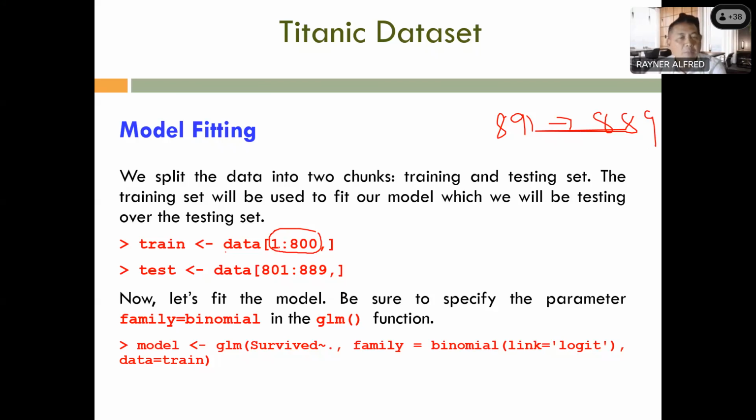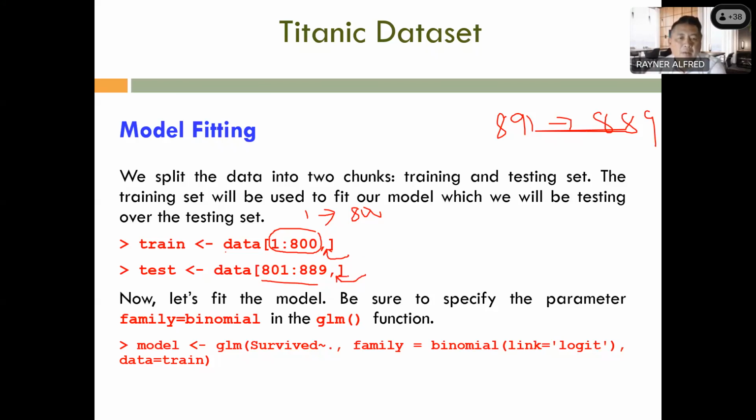No, this is not column, this is row. So this is the first row up to row 800. Over here, I will take all the columns because I did not specify the number of columns, so I just leave it empty, meaning I will take all the columns. For the testing, I will take starting from 801 up to 889, and I will include all the columns as well.